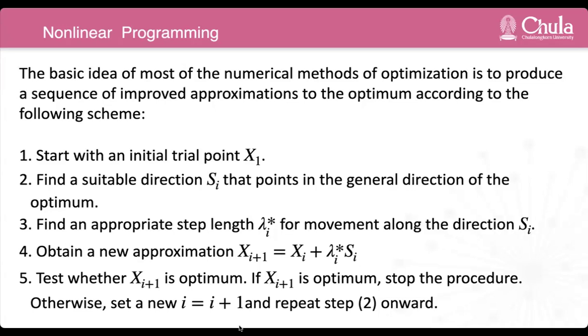We start from xi, right? This is x1, and then in this iterative process, we start from xi. And then in the direction we define, with the appropriate step length, we obtain the new point, xi plus 1. Then you test whether this new point, xi plus 1, is optimum or not. If xi plus 1 is optimum, then we stop the procedure. Otherwise, set a new i equal to i plus 1 and repeat step 2 again.